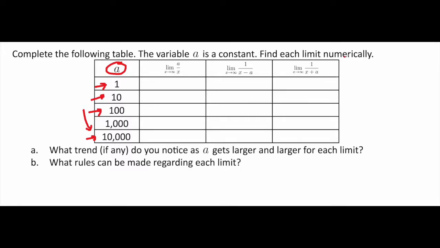And this is find each limit numerically. Okay, so first thing we're going to do here is this is the limit of a over x as x approaches infinity. So you have a, so it's 1. This a is going to be 1 for this first cell right here, and it's going to be divided by x. X is approaching infinity.